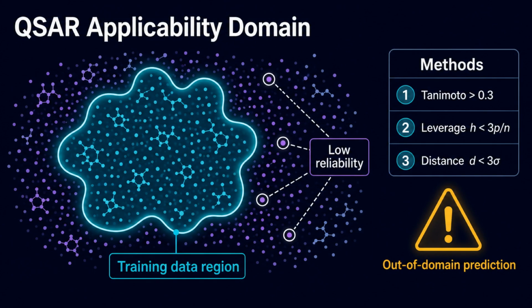An important concept is the QSAR applicability domain. The problem is that predictions for compounds very different from training data are unreliable. The AD is defined as the chemical space covered by training data. Determination methods include Tanimoto distance to nearest neighbor, leverage calculations, and standardized distance. Compounds outside AD need experimental validation.